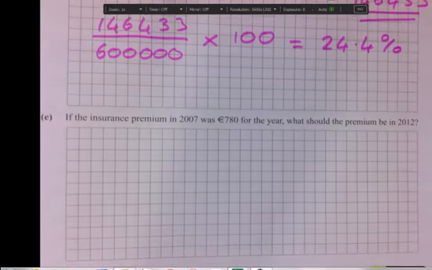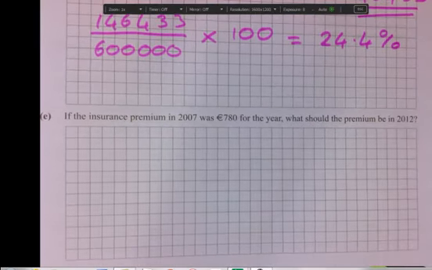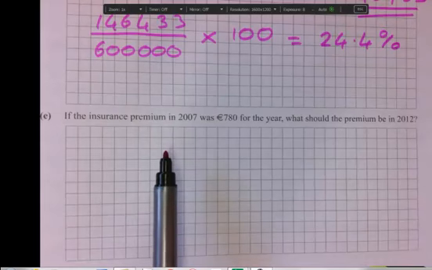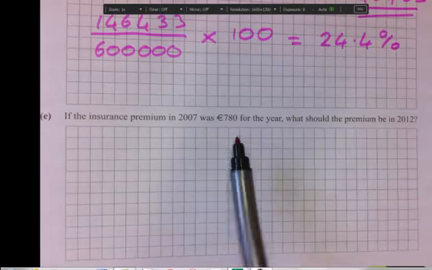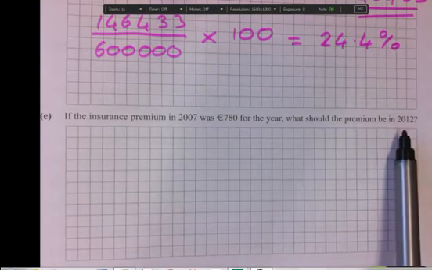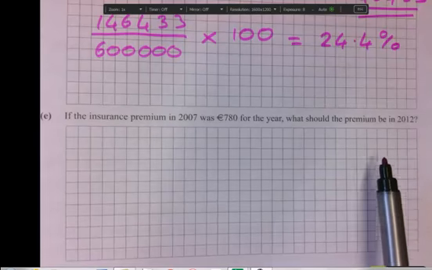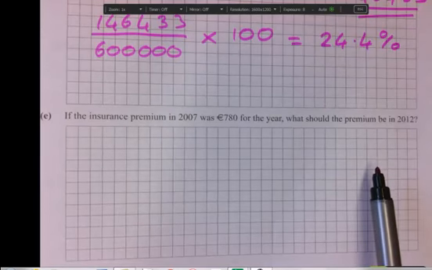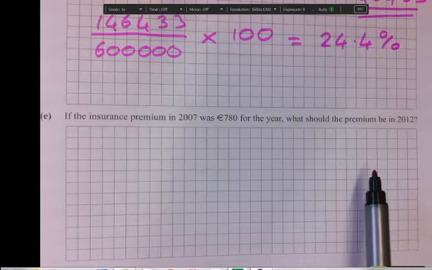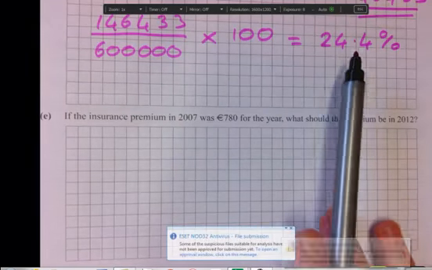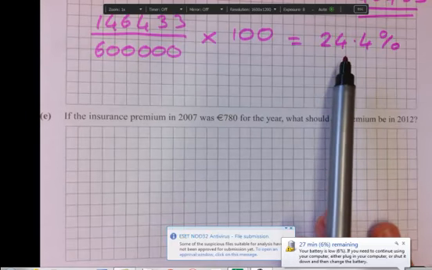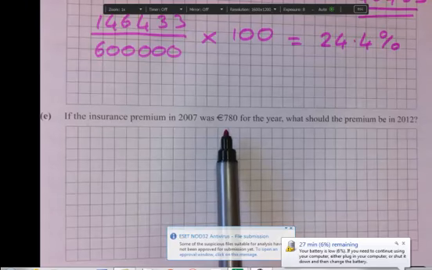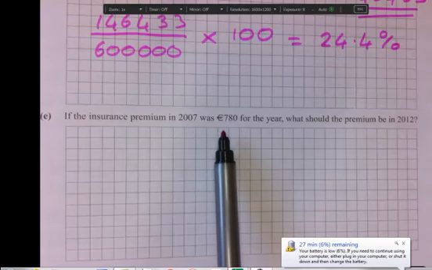Last part of the question says, if the insurance premium in 2007 was €780 for the year, what should it be 5 years later? To be fair, in terms of insurance premiums, there are lots of different things that can affect them, but I think the idea behind this question is, if the value of the house and contents has decreased by 24.4%, well, we would expect that the cost of insuring the house and contents would also decrease by 24.4%.